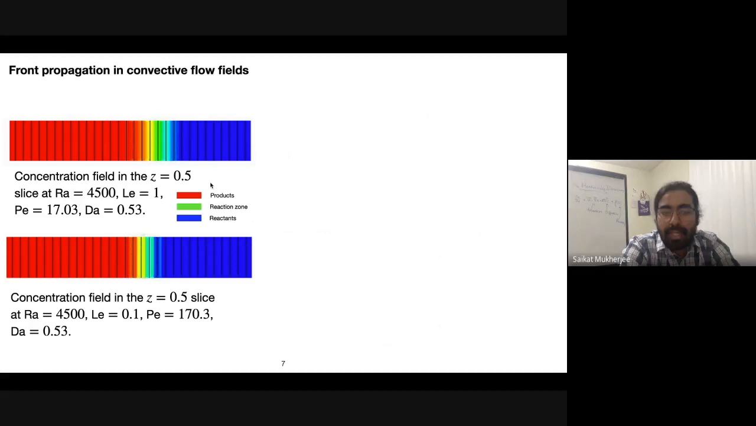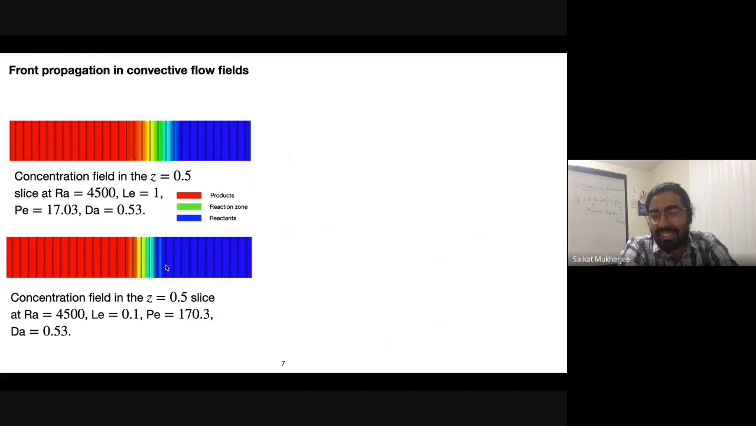The only difference between the top and the bottom figure is that the bottom is 10 times less diffusive than the top figure. So because of the lesser diffusion in the bottom figure, the front is largely affected by the fluid flow. So advection is more important for the bottom one. And you can see discontiguous regions of the front propagation.